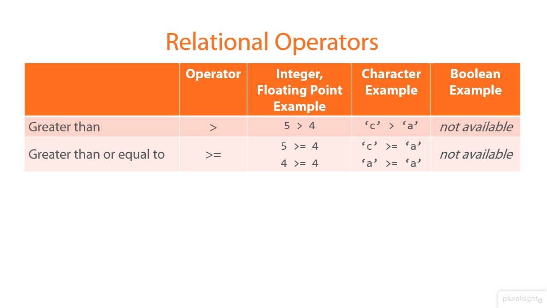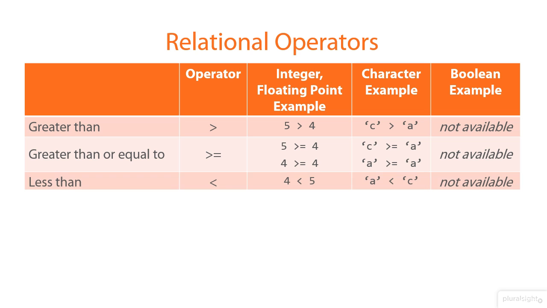Right, then there's greater than or equal to, which says that if they are the same or the first one is larger. Right, so 5 is greater than or equal to 4, but 4 is also greater than or equal to 4, right, because it's the same. Our character ones, right, C is greater than or equal to A, and A is greater than or equal to A. Less than is the first one less than the second one. 4 is less than 5. Right? A is less than C.